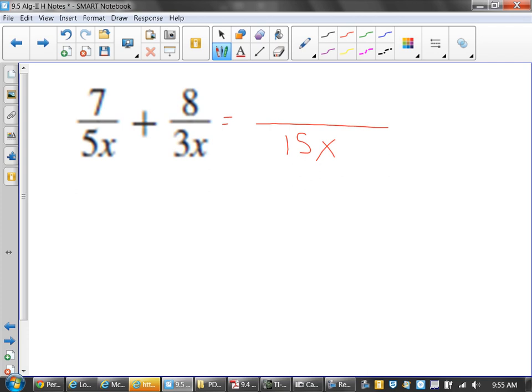So now when I go to the other side, what do I have to multiply the 5 by to turn it into 15? So I multiply top and bottom by 3. Here I multiply top and bottom by 5. Lo and behold, you get 21 plus 40, which gives you 61 over 15x. And I believe 61 is prime. And you're done.